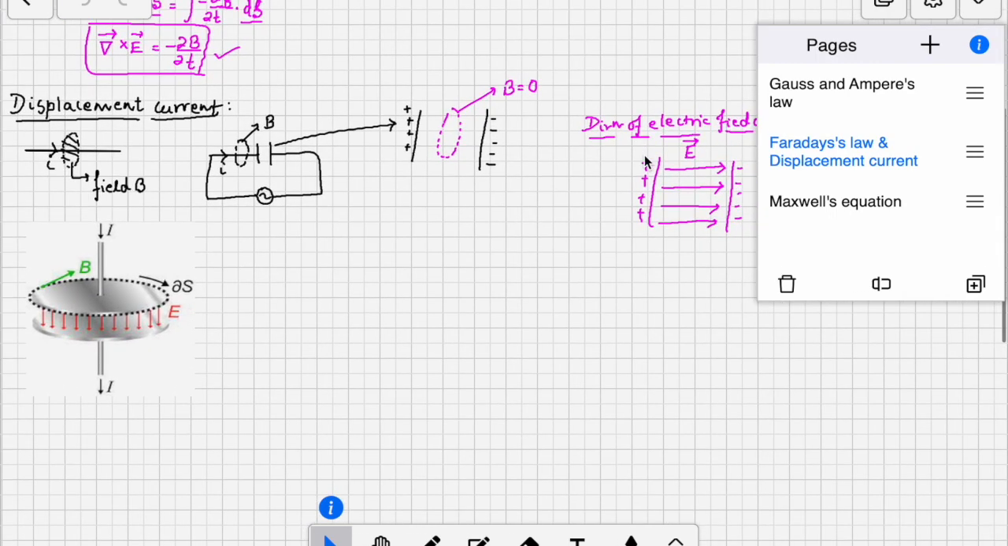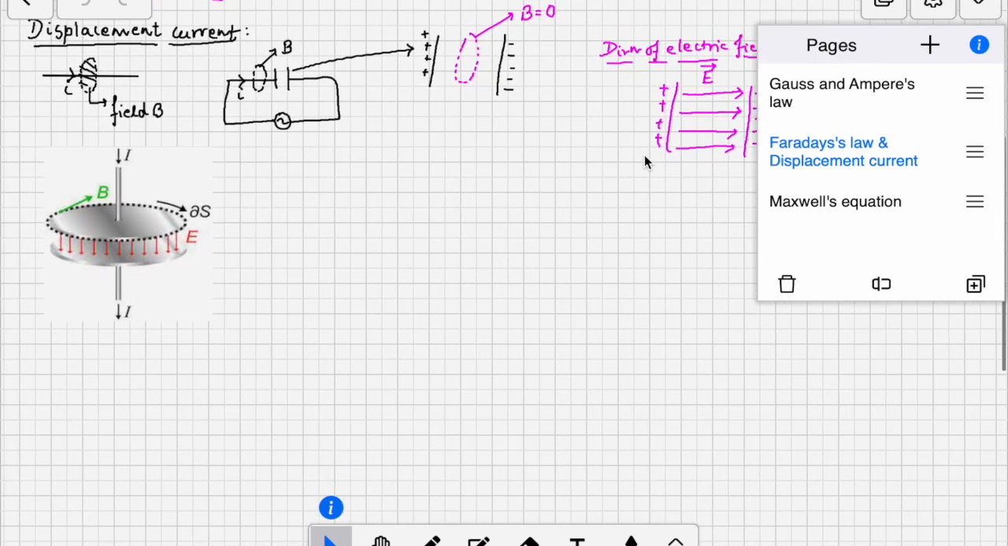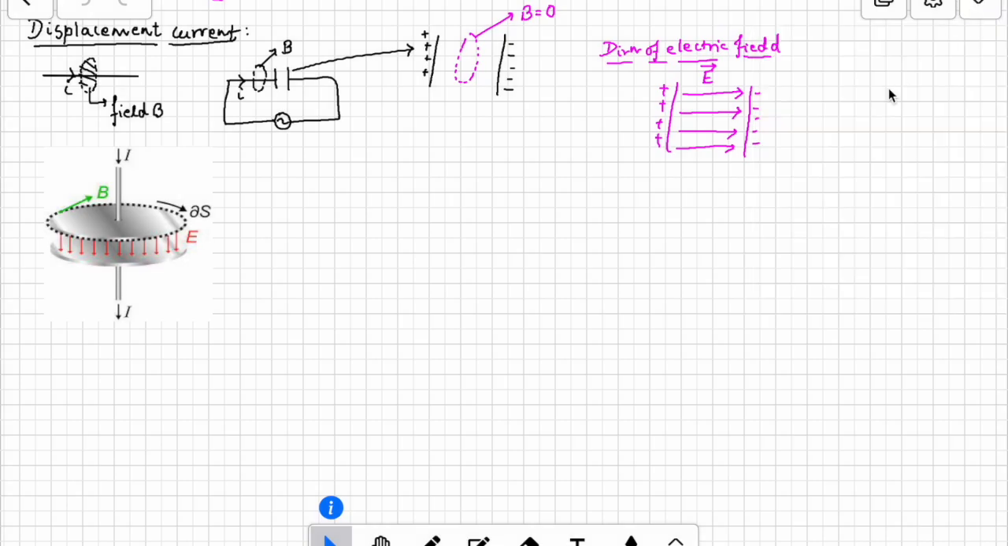Today, first we are going to discuss the concept of displacement current, and after that we are going to modify Ampere's law and write down a new equation, and write down the differential and integral form of the same. So what exactly do we mean by displacement current? Well, we really start with that.